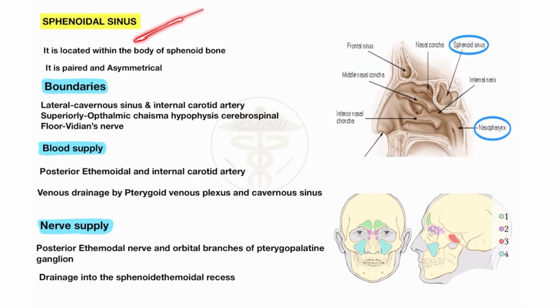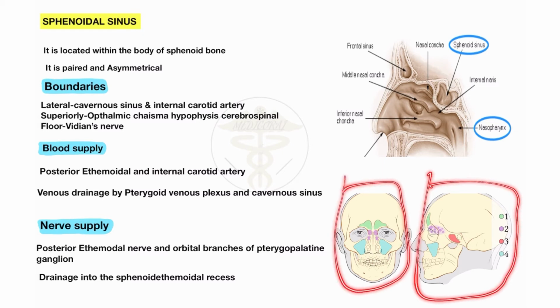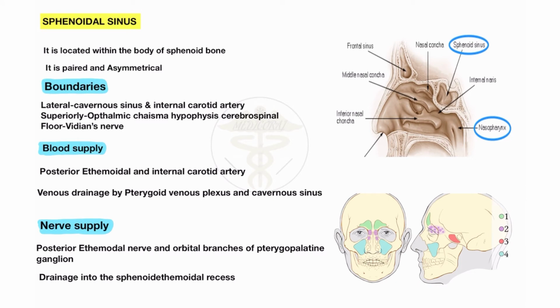The third sinus is the sphenoidal sinus. You will see the sphenoidal sinus only in the lateral view, because it is present in the posterior portion of the skull, not visible anteriorly. It is located within the body of the sphenoid bone. This is the part of the sphenoid bone where the sphenoidal sinuses are located. So they are visible in the lateral view, not in the anterior view.